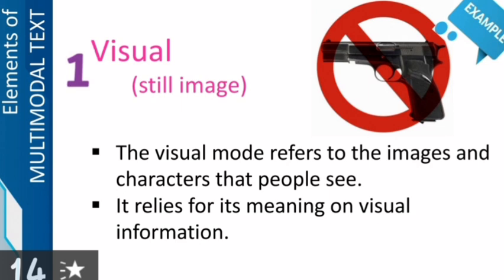Let's begin with number 1, visual. This refers to the images and characters that people see, and it relies its meaning on visual information. Visual is another term for still image. As you can see in our example, we have a red circle with a red line across the gun, meaning to stop gun or no guns are allowed.